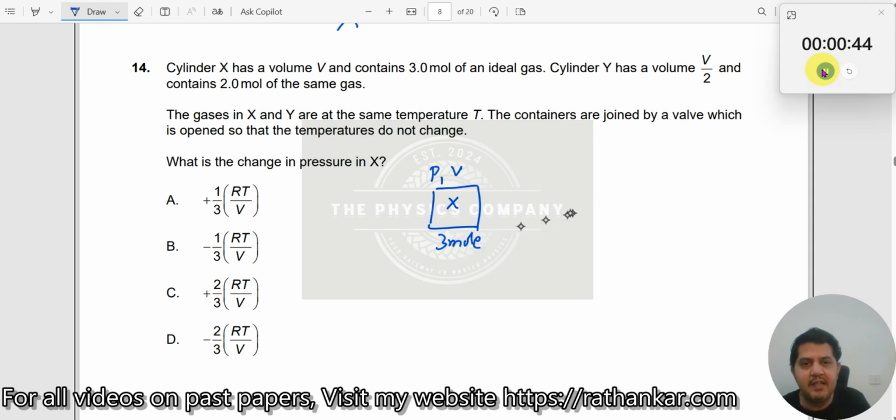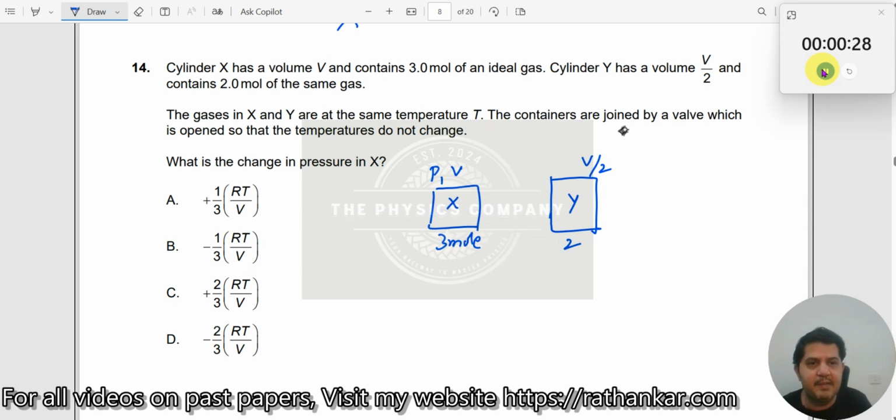3 moles is given. And cylinder Y has a volume V by 2 and contains 2 moles of an ideal gas. I have written it bigger, but anyway, this is 2 moles. The gases in X and Y are at temperature T. These are at the same temperature.